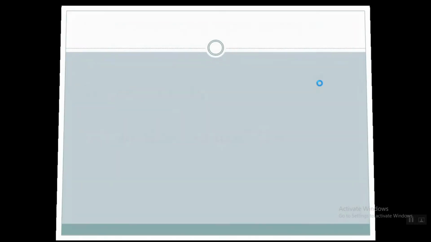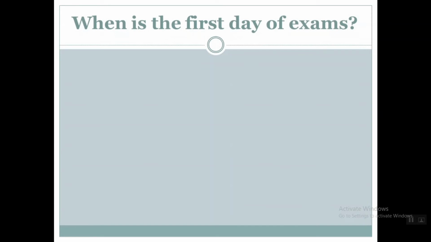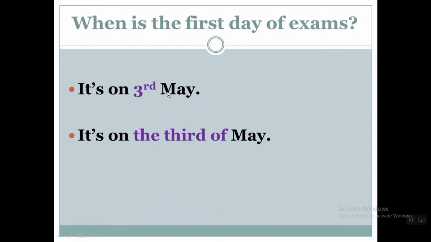Okay, let's take another way of asking about dates. If we are asking about a certain date, for example, when is the first day of exams? Okay, again, when is the first day of exams? Okay, who can tell me the answer? Okay, it's on the 3rd of May. Or we can write it in this way. It's on the 3rd of May.